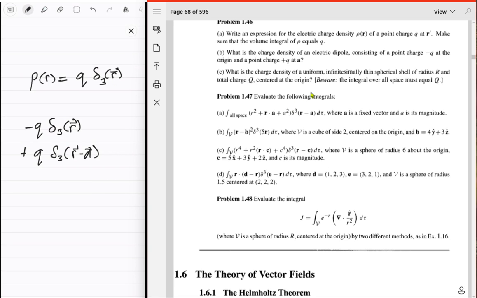What is the charge density of a uniform infinitesimally thin spherical shell of radius capital R and total charge capital Q centered at the origin? Beware, the integral over all space must equal Q. Oh, so it's actually a finite radius. This is weird. This is definitely very weird actually. Integral over all space must equal Q. So it's uniform, right? The shell is uniformly charged. This is quite unexpected.